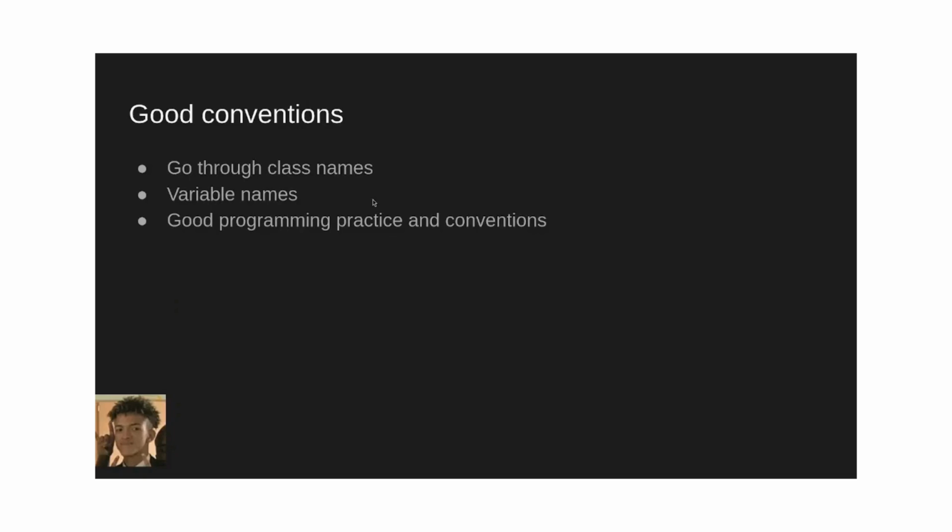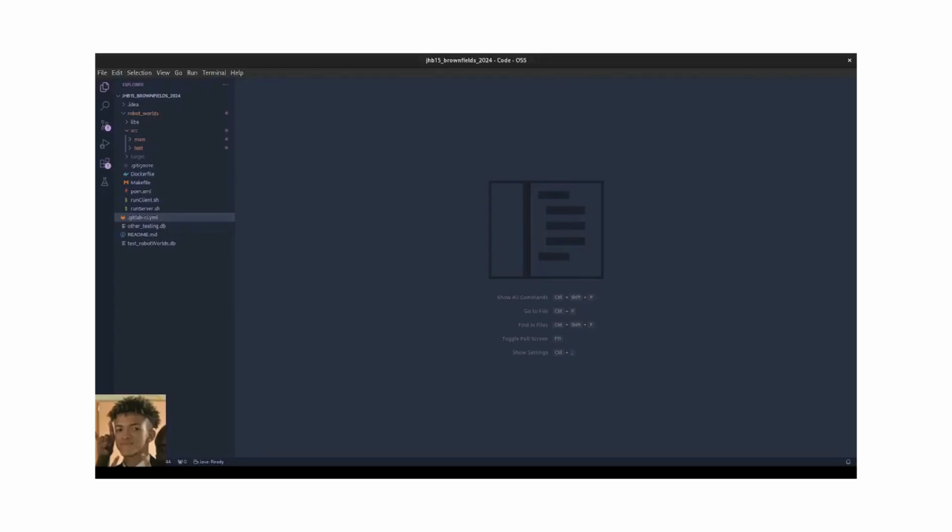I'll be taking you through the class names, variable names, and just general usage of good programming practice and conventions. So you're able to see that each of our files are named clearly. So we have our API, client, database, and server. Inside of our API package, we have the API handler. Inside client, we have another package, client helpers, which is the request, and the client handler, the client, the robot world client, and the robot world JSON client.